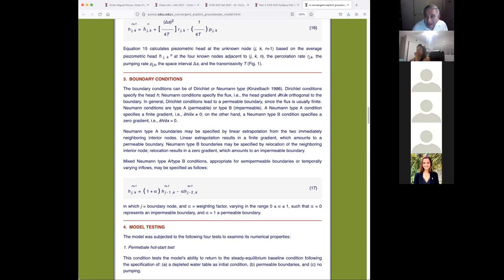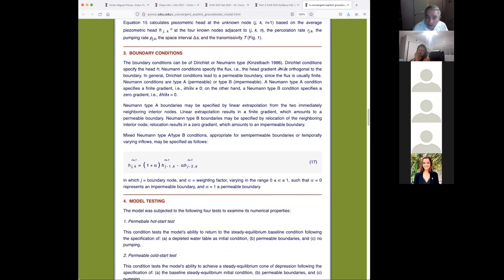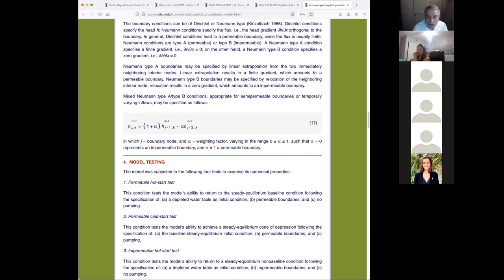That's why it is an aquifer. Otherwise, aqua comes from water, aqua, right? So you have to have some transmissivity in there in order to be able to use it. Okay, so there's permeable versus impermeable. And then there's also mixed conditions. Mixed conditions are given by equation 17.